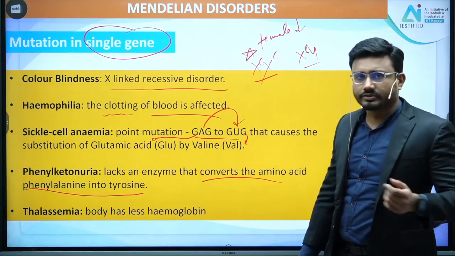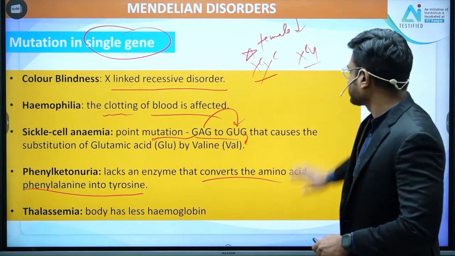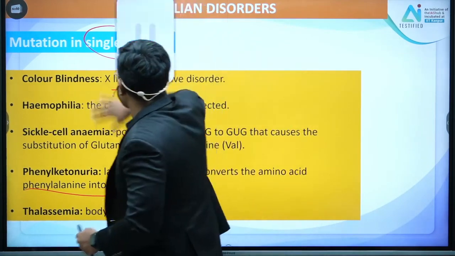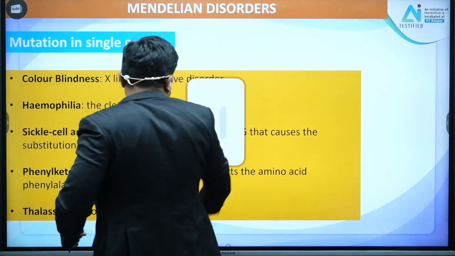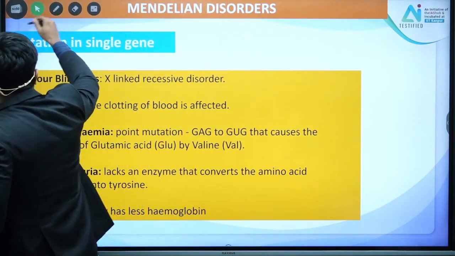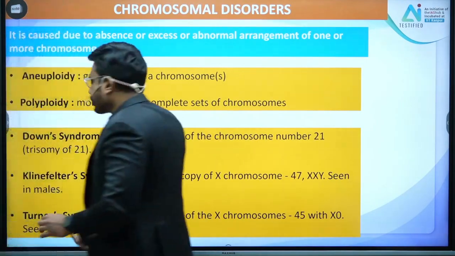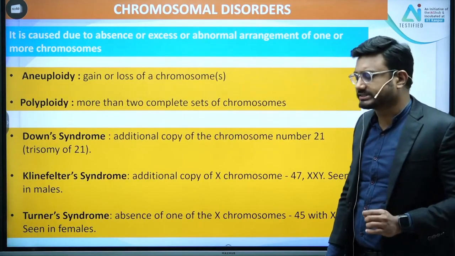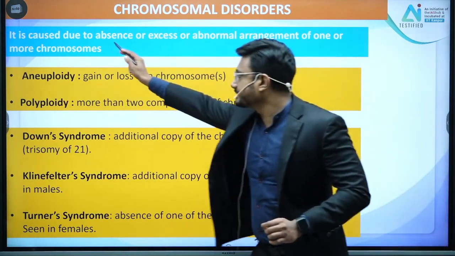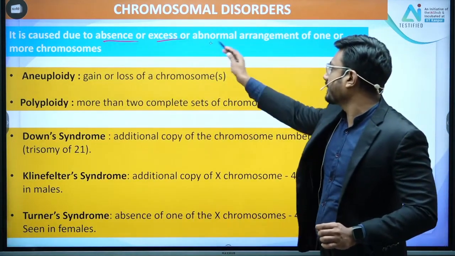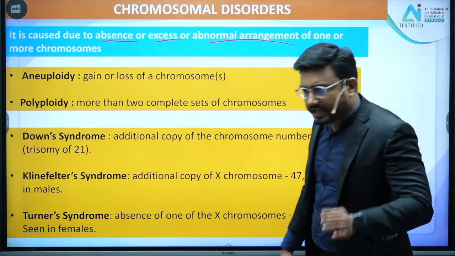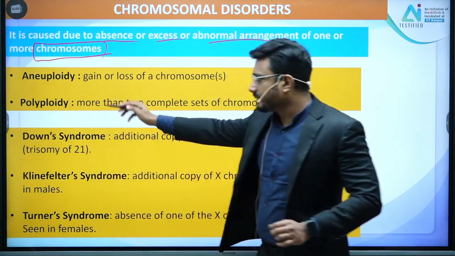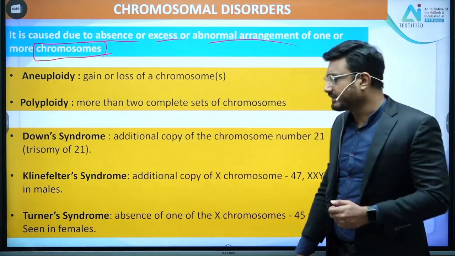So now let us move to the next key concept. So chromosomal disorders. These chromosomal disorders are caused due to the absence or excess or abnormal arrangement of one or more chromosomes. So aneuploidy and polyploidy, let us understand the difference between them.